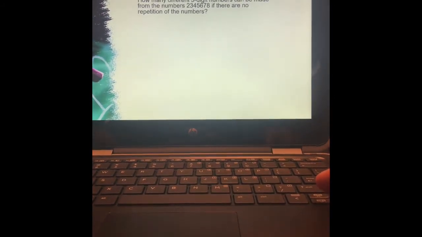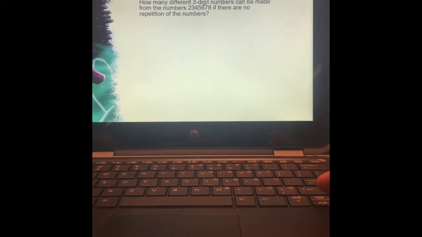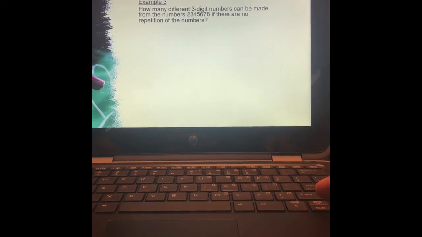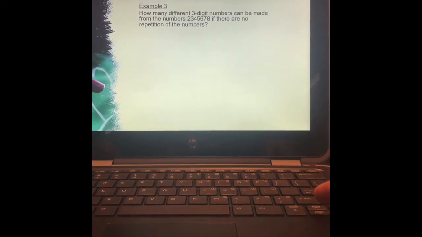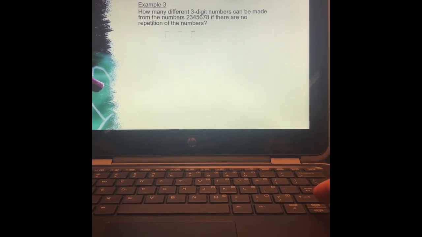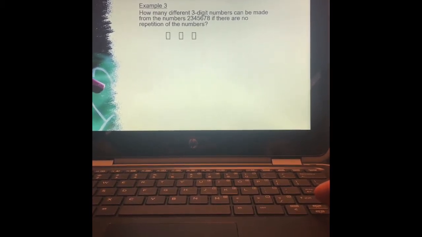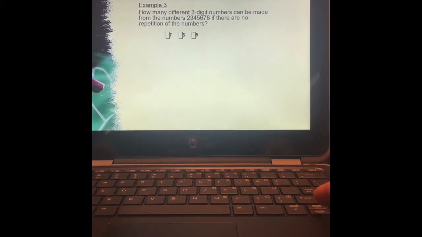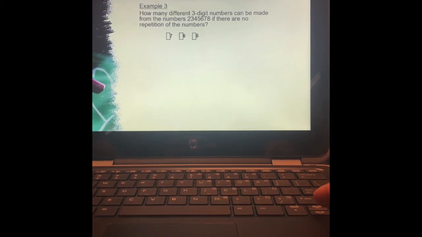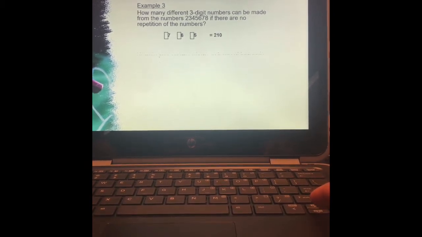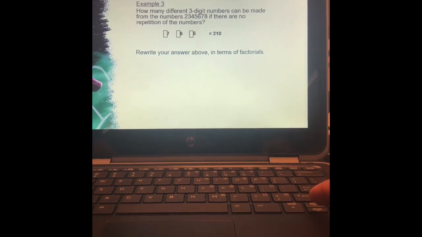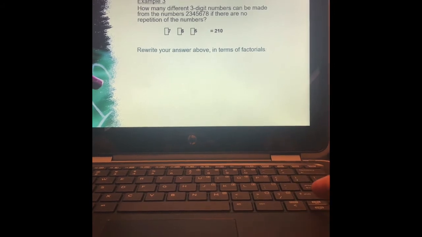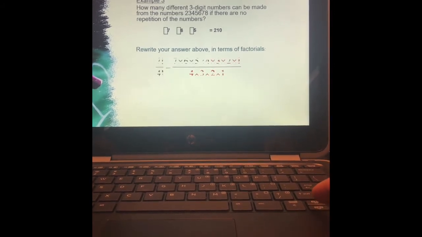How many different 3-digit numbers can be made from the digits 2, 3, 4, 5, 6, 7, 8 if there are no repetitions of the numbers? So first of all, how many numbers are there? 1, 2, 3, 4, 5, 6, 7. 7 options in position 1, 6 options, 5 options. Multiply them together, you get your solution, or 7P3. In terms of factorials, 7 factorial divided by, you don't need anything past 5, so divide by 4 factorial.